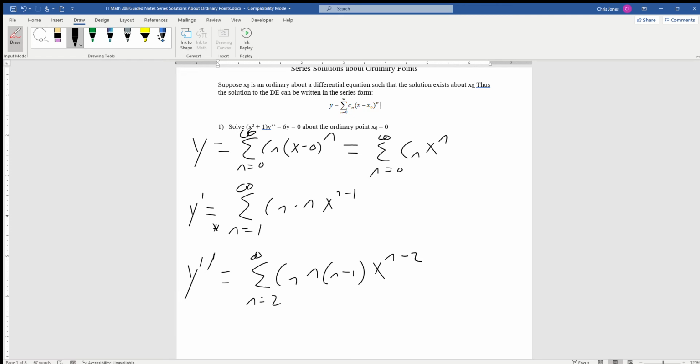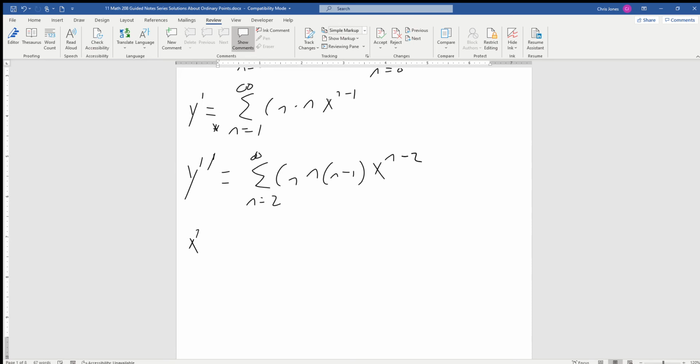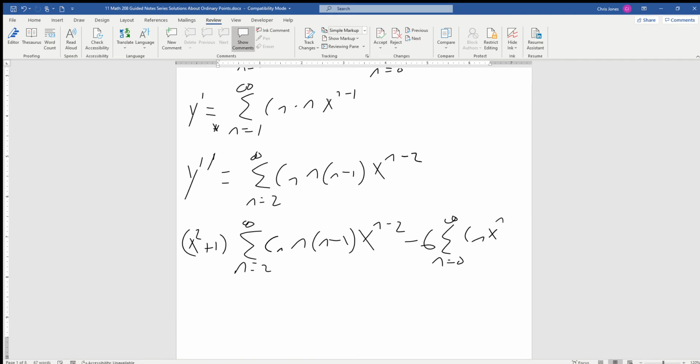And we're going to substitute y double prime and y back into the original differential equation. So we're going to end up with this series. We're going to say x squared plus 1, instead of y double prime, it's going to be the series n equals 2 to infinity, c sub n, n minus 1, x to the n minus 2, minus 6 of the original series, n equals 0 to infinity, c sub n, x to the n, and that's going to be equal to 0.